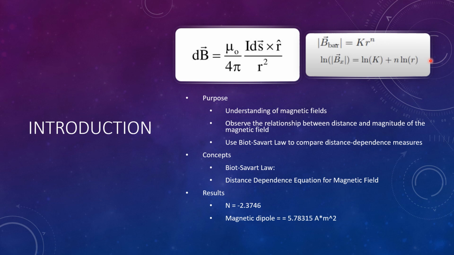The results of this lab in general, just to recap, is that n was equal to negative 2.3746 meters and that the magnetic dipole equaled 5.78 amperes per meter square.